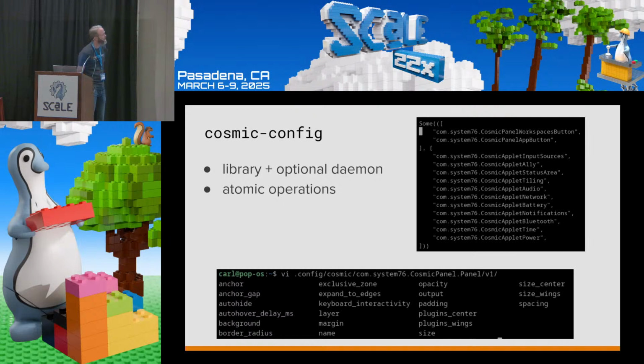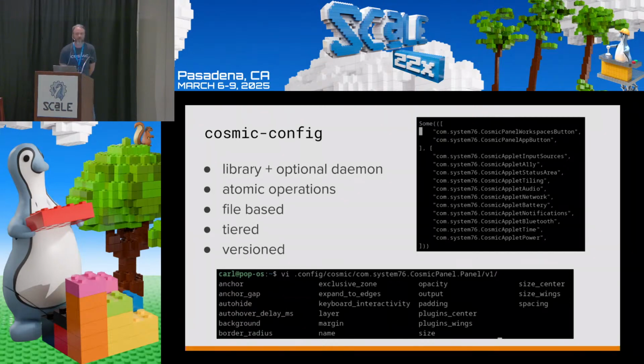It's a library and optional daemon. There are atomic operations. It's file-based. It's tiered and versioned. We're currently on version 1, and throughout all of our development, we haven't needed to do anything that wasn't backwards compatible. So there isn't a version 2 yet, but it's versioned just in case that kind of thing happens.